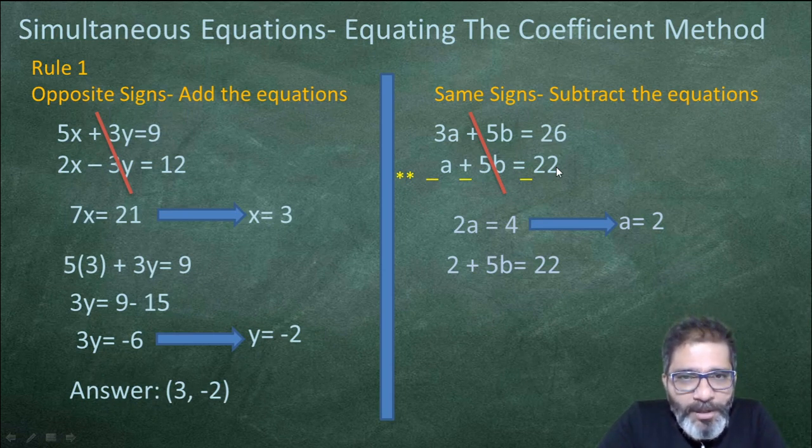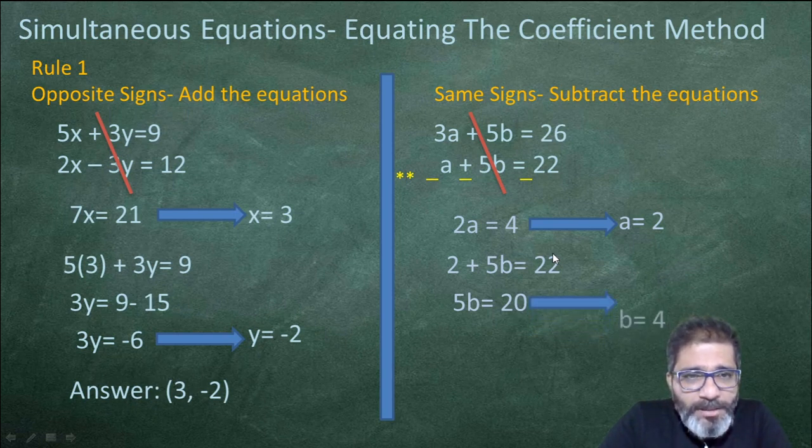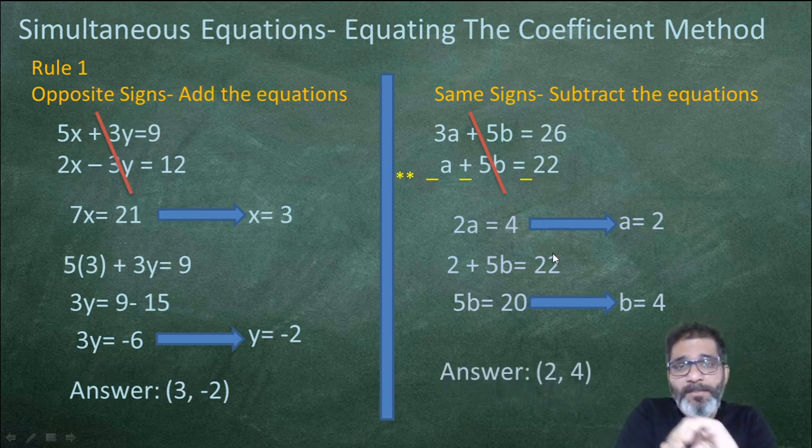So I'm putting the value of a as 2. The next step, I'm shifting 2 to the right hand side. So that is 22 minus 2, that will be 20. And solving, I get the value of b as 4. And the final step is 2 minus 4. We have to write down the answer.